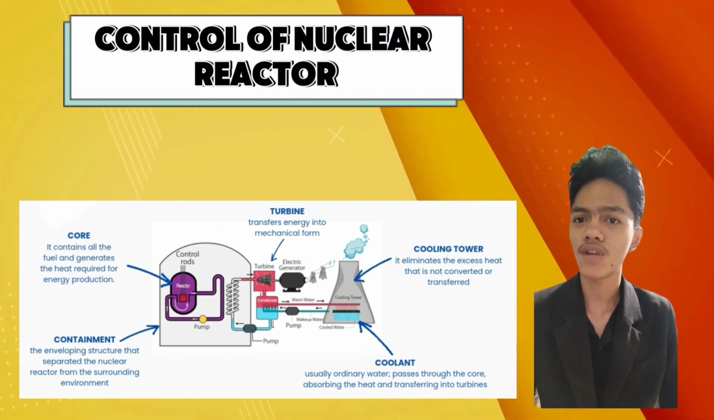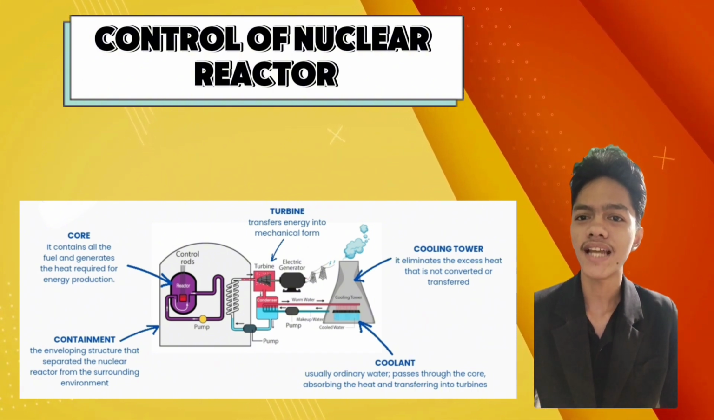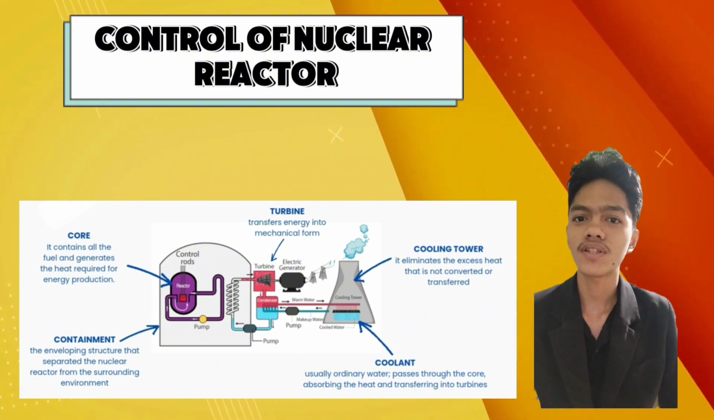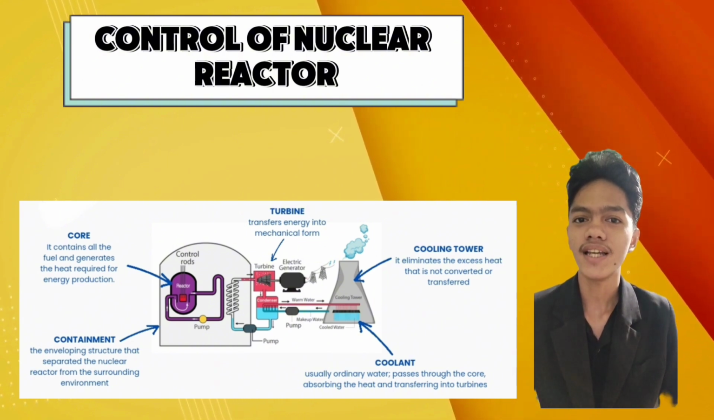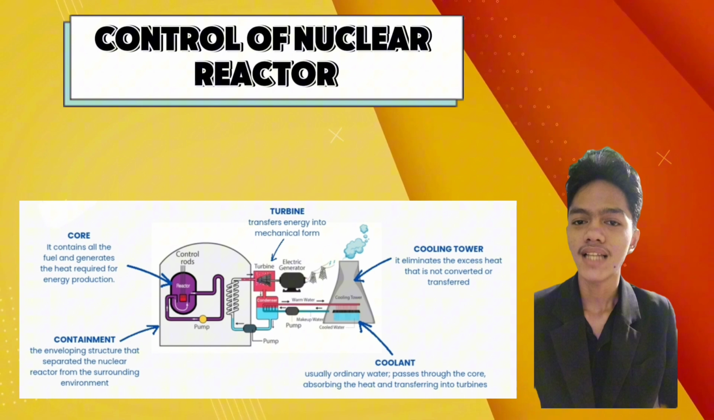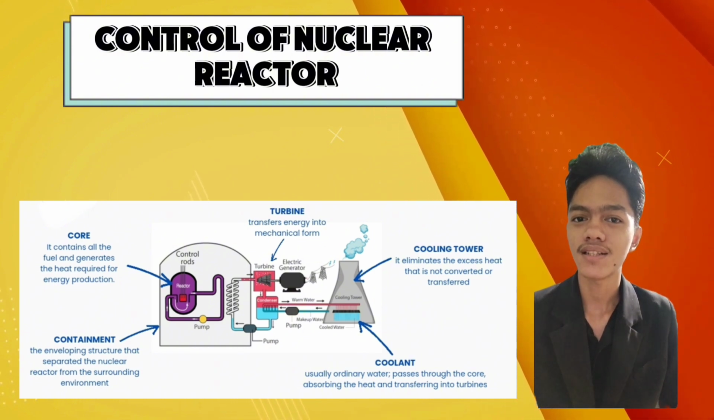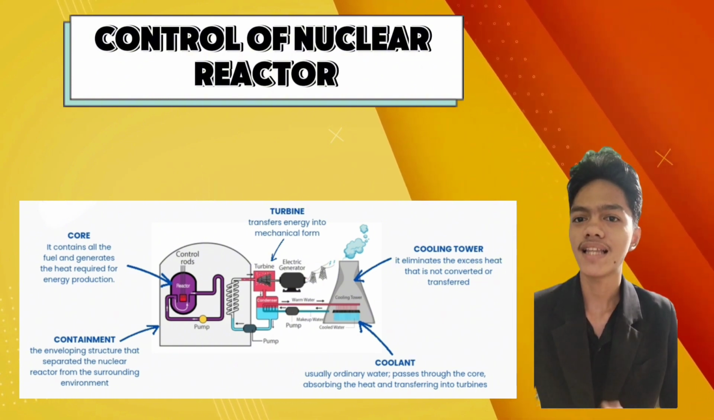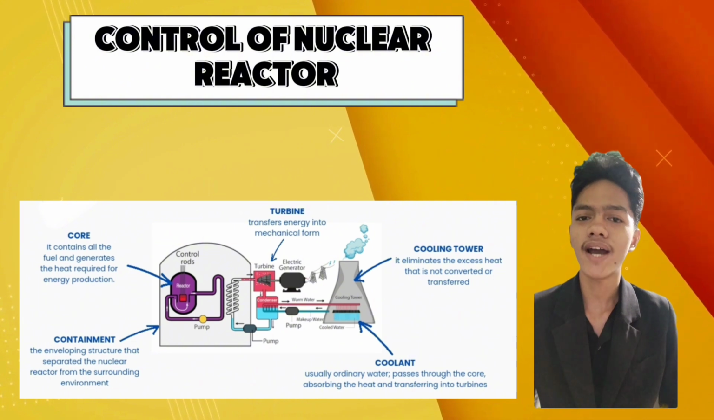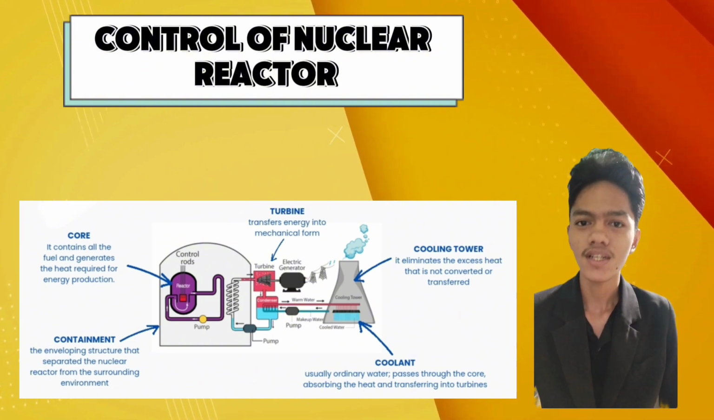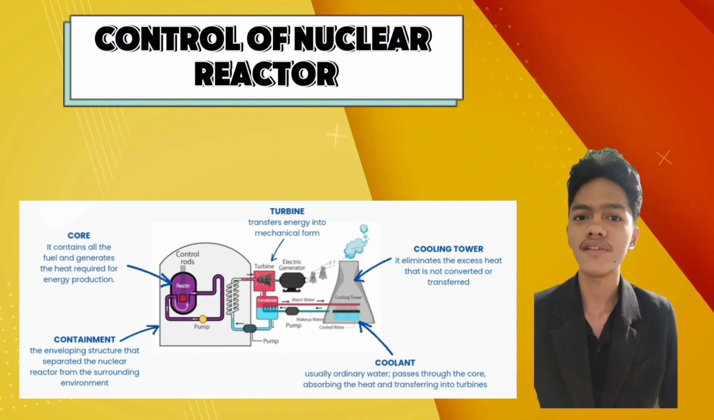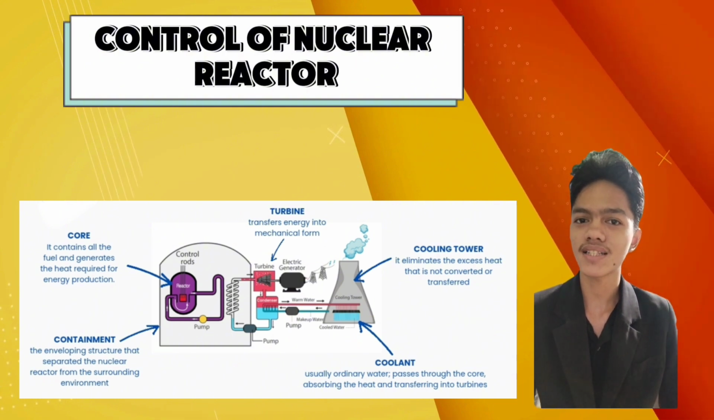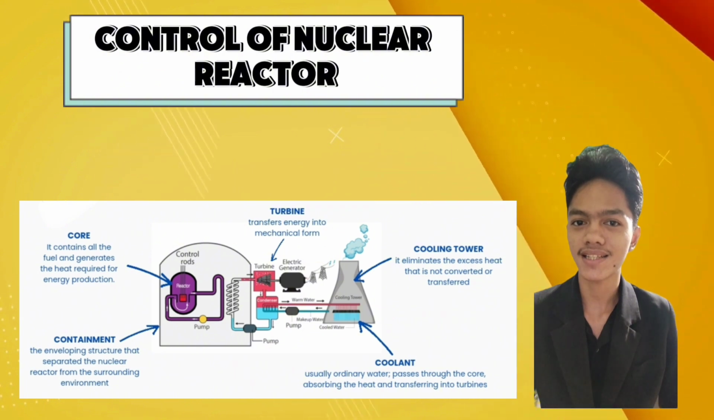And the next one is the turbine. The turbine is connected to a generator which converts mechanical energy into electricity. And the next one is the containment. The containment structure is a robust shield building that houses the steam turbine and generator. Containment is designed to prevent the release of radioactive materials in the event of an accident.